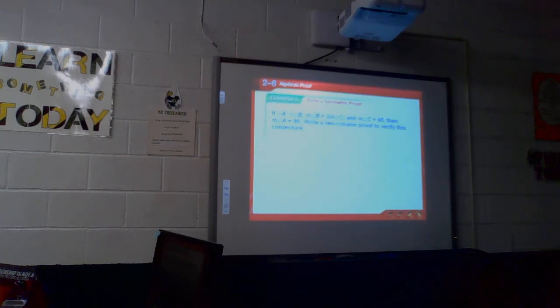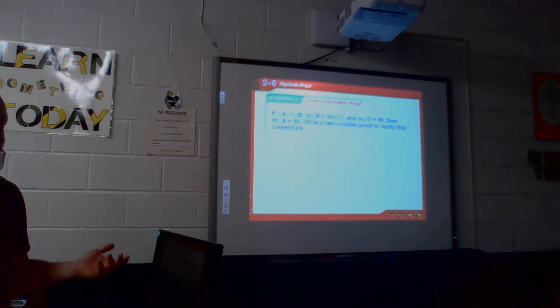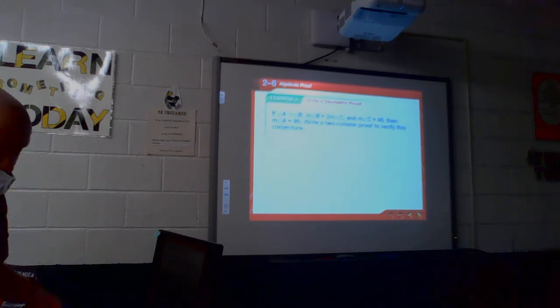If angle A is congruent to angle B and the measure of angle B is equal to 2 times the measure of angle C and the measure of angle C is 45, then the measure of angle A equals 90. Write a 2-column proof to verify this conjecture. What the heck, right? Does that make sense to anybody? So let's try to explain this.